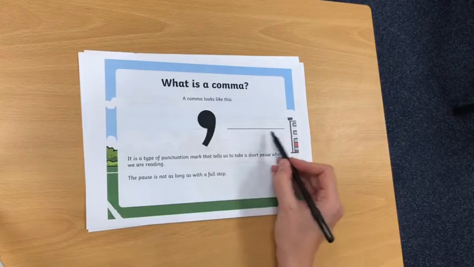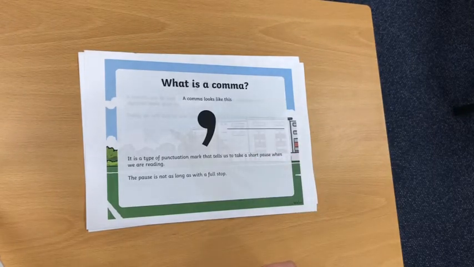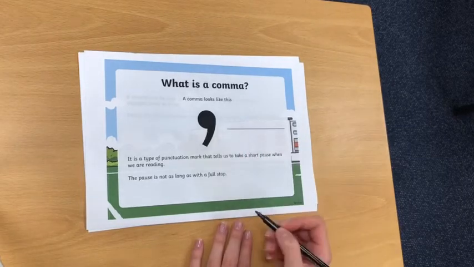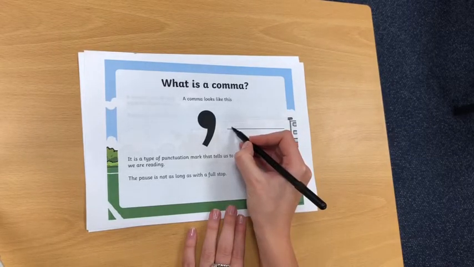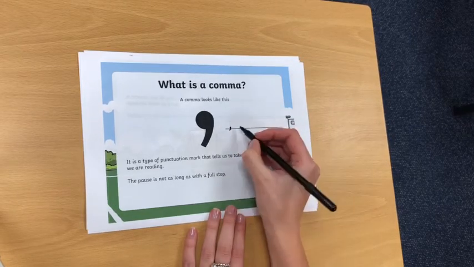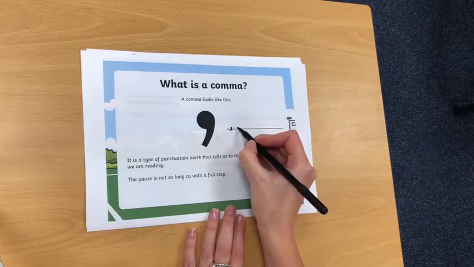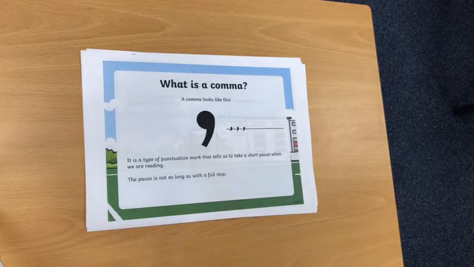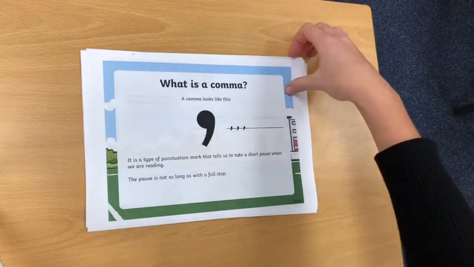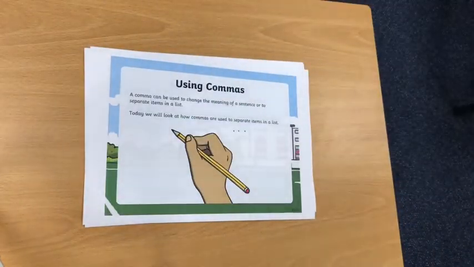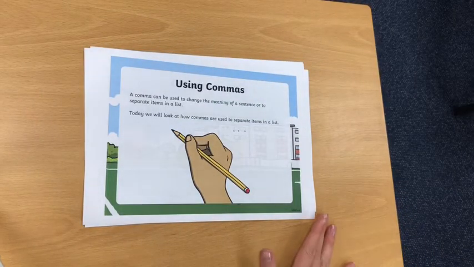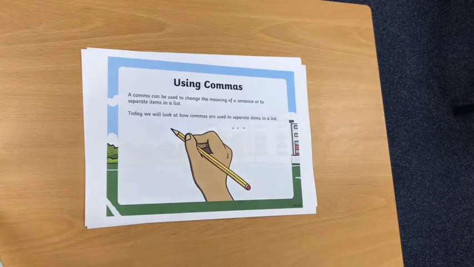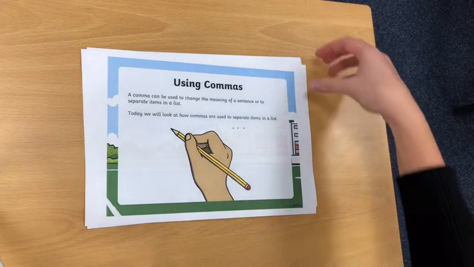I have got my line here and we must remember when we are writing a comma that it sits on the line. So I'm going to practice here. I'm going to do like a little dot, like a full stop, and put the tail just below the line. See if you can have a go. We're going to be needing to use our commas today in our work. So, a comma can be used to change the meaning of a sentence or to separate items in a list. And today we are going to learn how to separate things that are in a list.